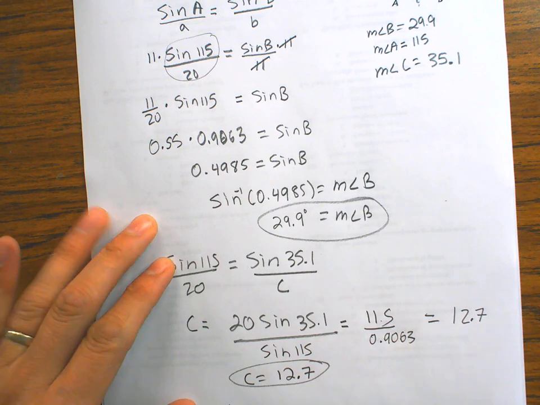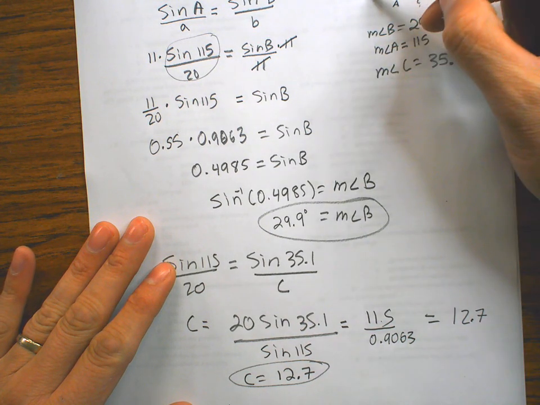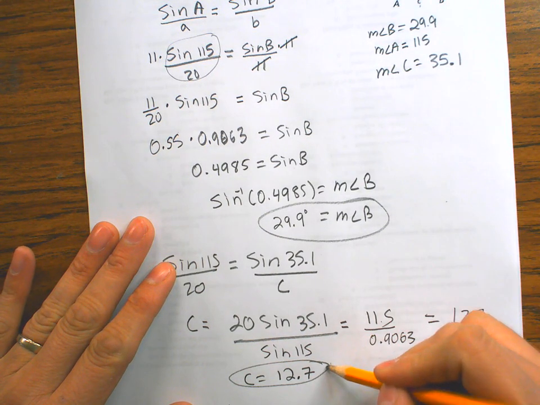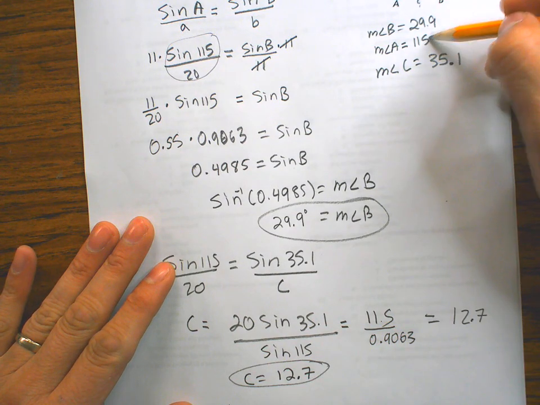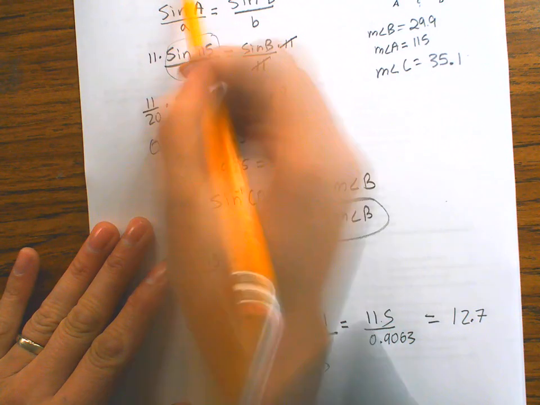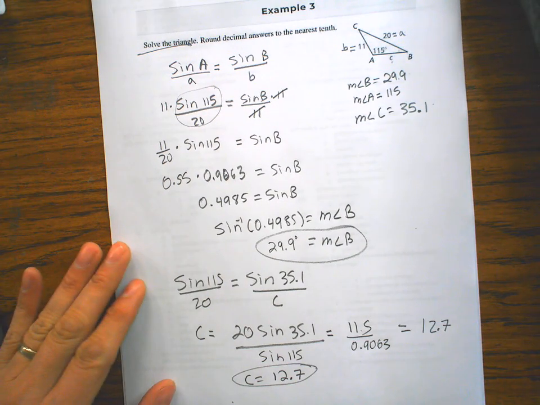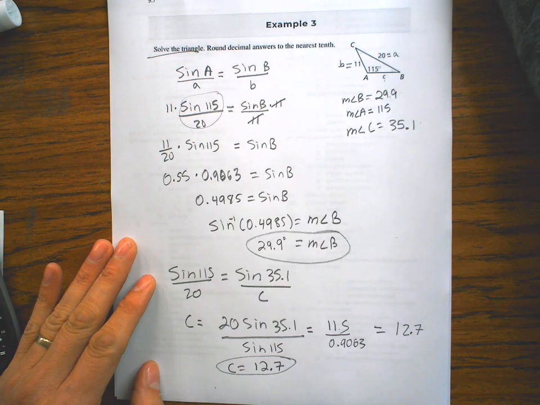So we have now solved for the whole triangle. We already know angle A, we calculated angle B, and we calculated angle C, and we just found little c. So we have solved for the triangle. All right, if you need to pause the video, do that right now so you can copy it down.